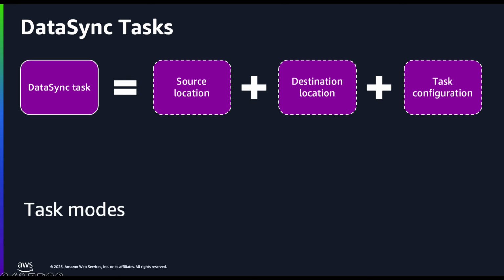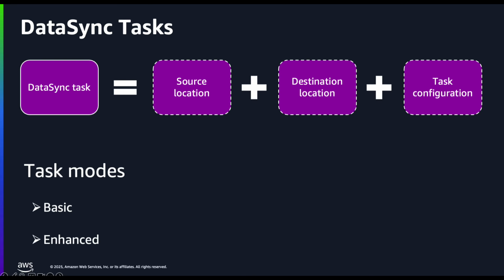DataSync provides two different task operating modes: Basic and Enhanced. Basic mode tasks allow transfer of files or objects between supported DataSync locations and AWS storage like S3, any of the FSx file systems, and EFS. Basic mode tasks are subject to quotas on the number of files, objects, and directories in a dataset.